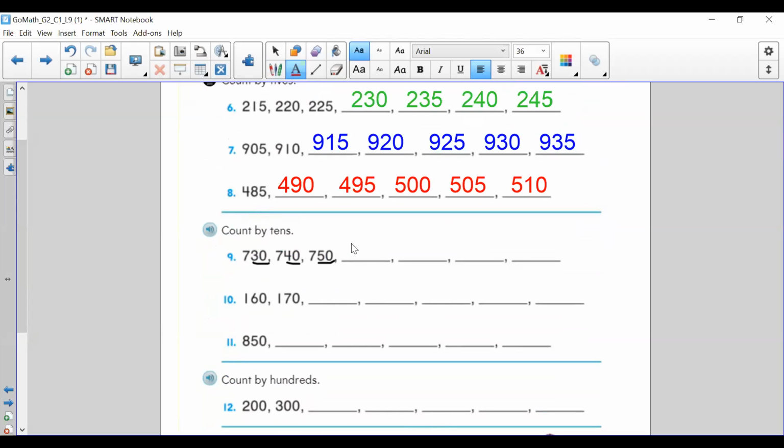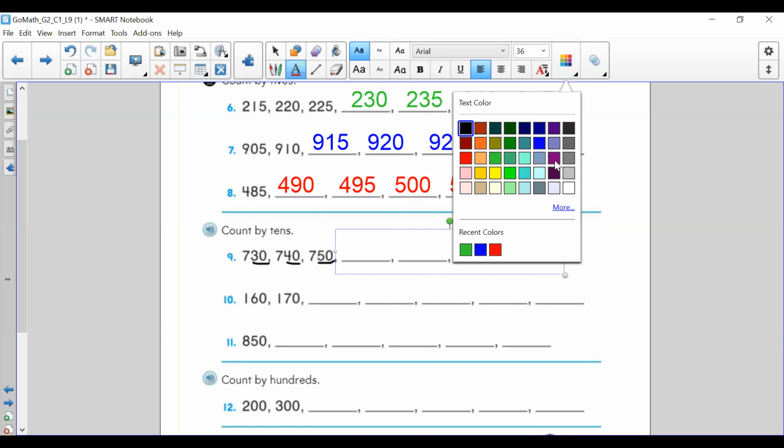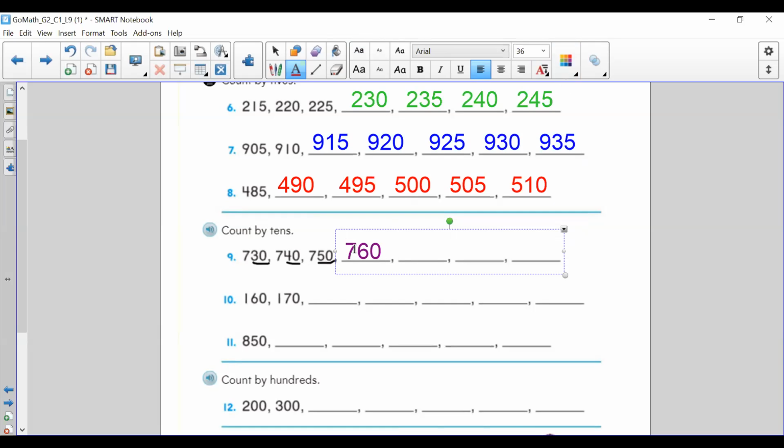So of course the next number would be 60, but we're counting in the 700s. So we want to make sure that we start with 760, 770, 780, and 790. So we follow the tens right along.